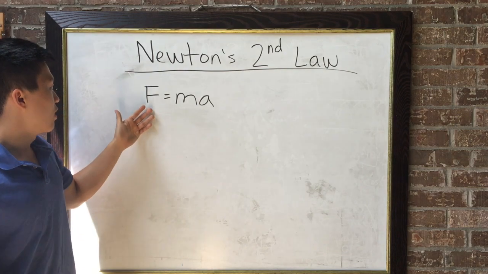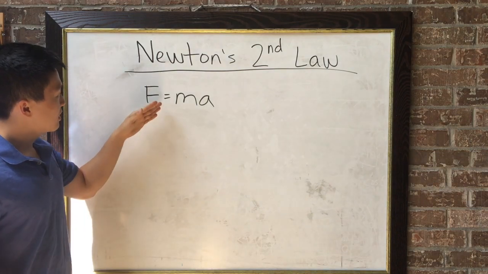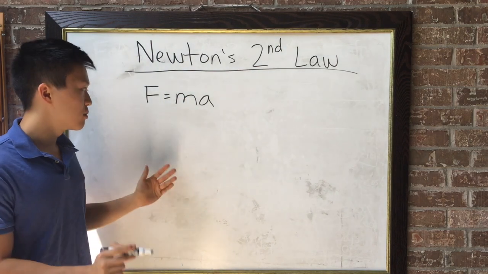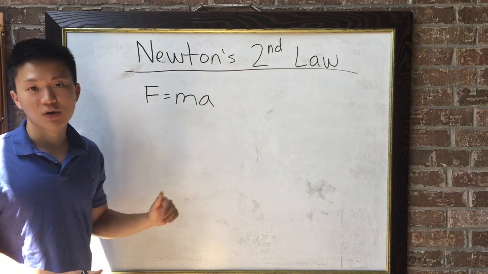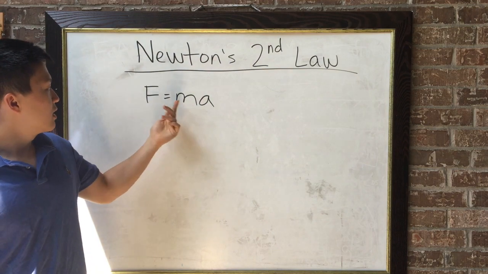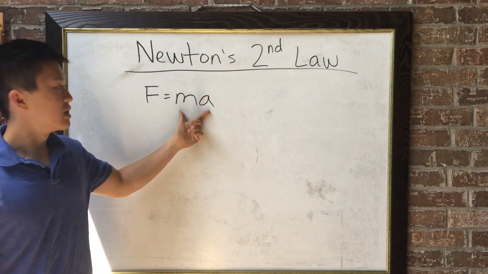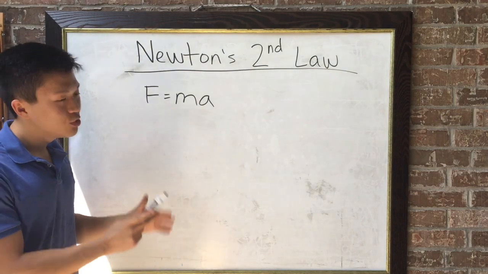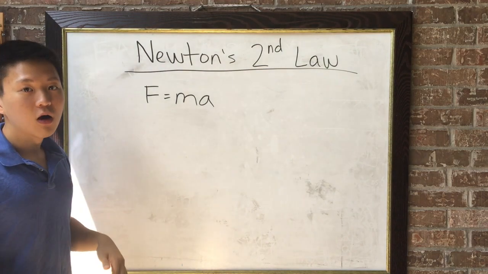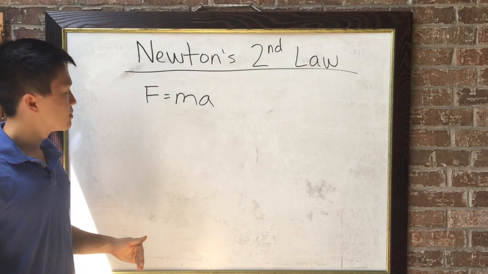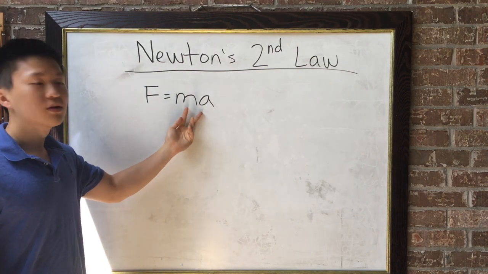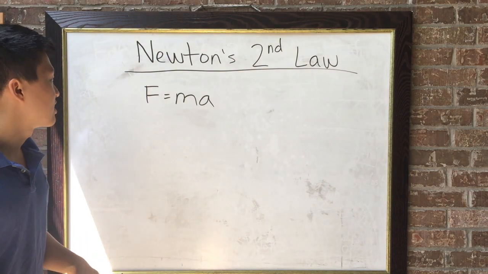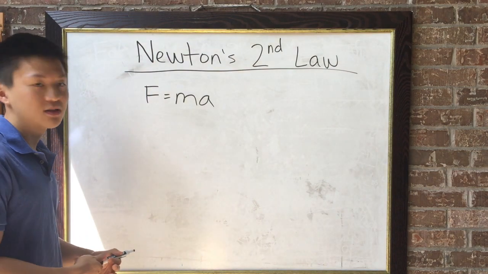So the net force on a system will equal the mass of that system, or something you're observing, times its acceleration. This does not mean mass times acceleration will itself be a force. It's just saying when you add up all the forces on a system, it'll equal mass times acceleration. So let's look at some classic examples of Newton's second law.